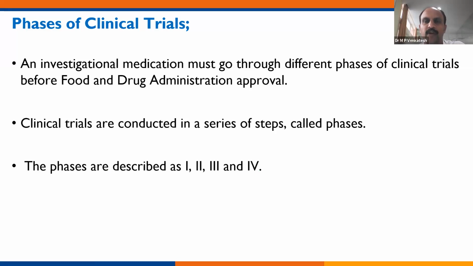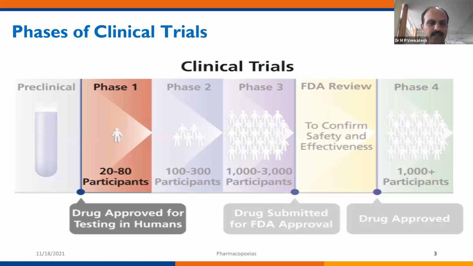To do this, we do the trials in human beings, which is a systematic study of the novel new drug delivery system in human beings. The trials are done in a series of steps, which we call phases. There are 4 different phases of clinical trials. We say phase 1, 2, 3, and 4. This is a nutshell or the diagrammatic aspect of what a clinical trial is all about.